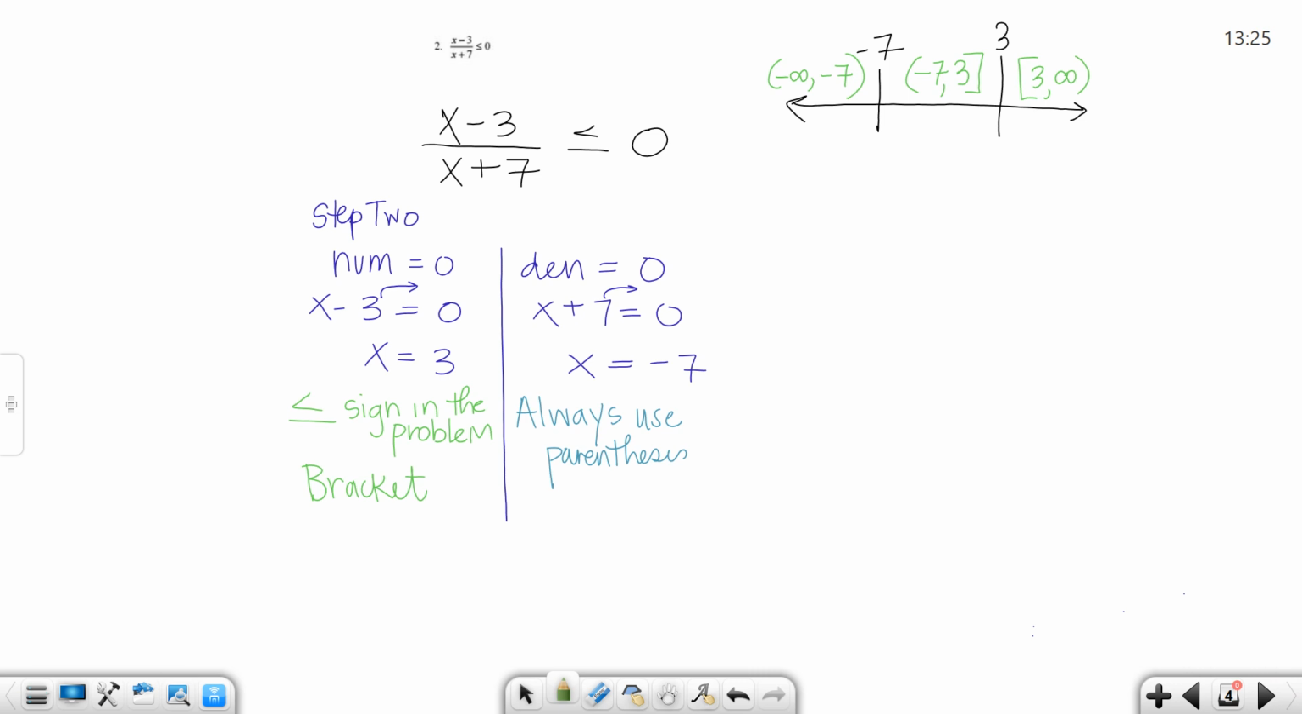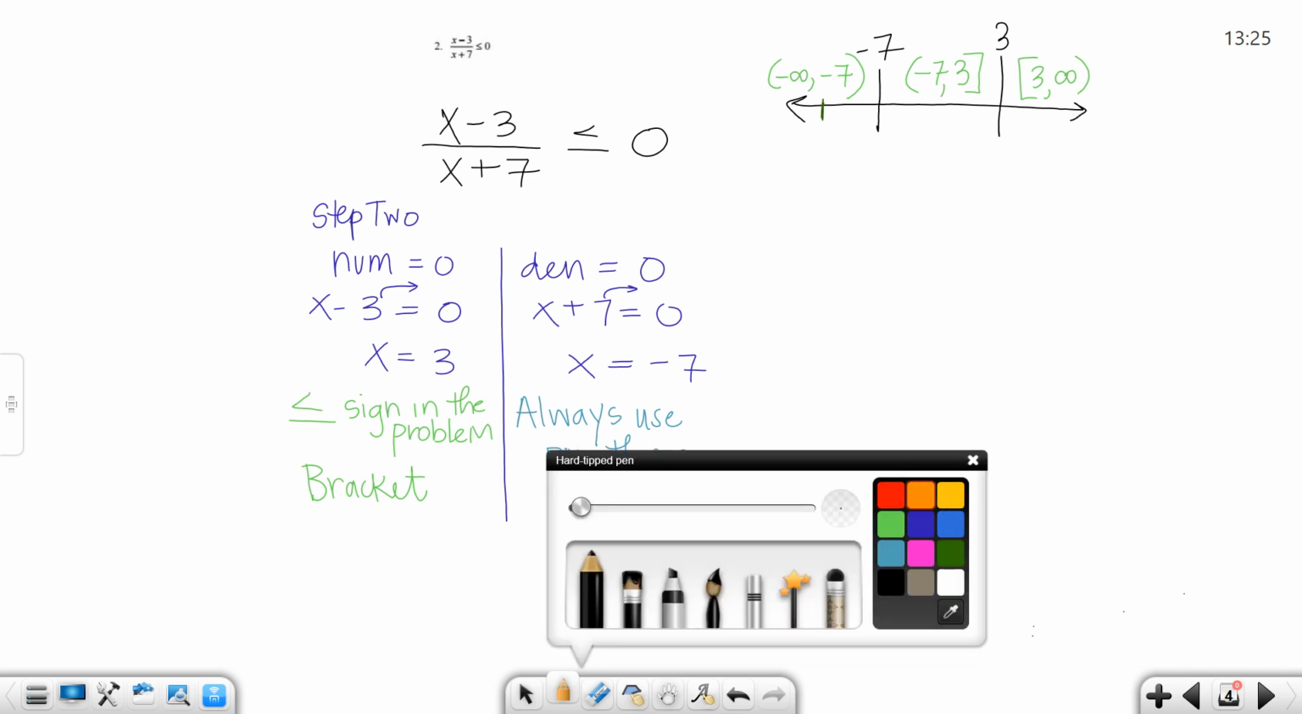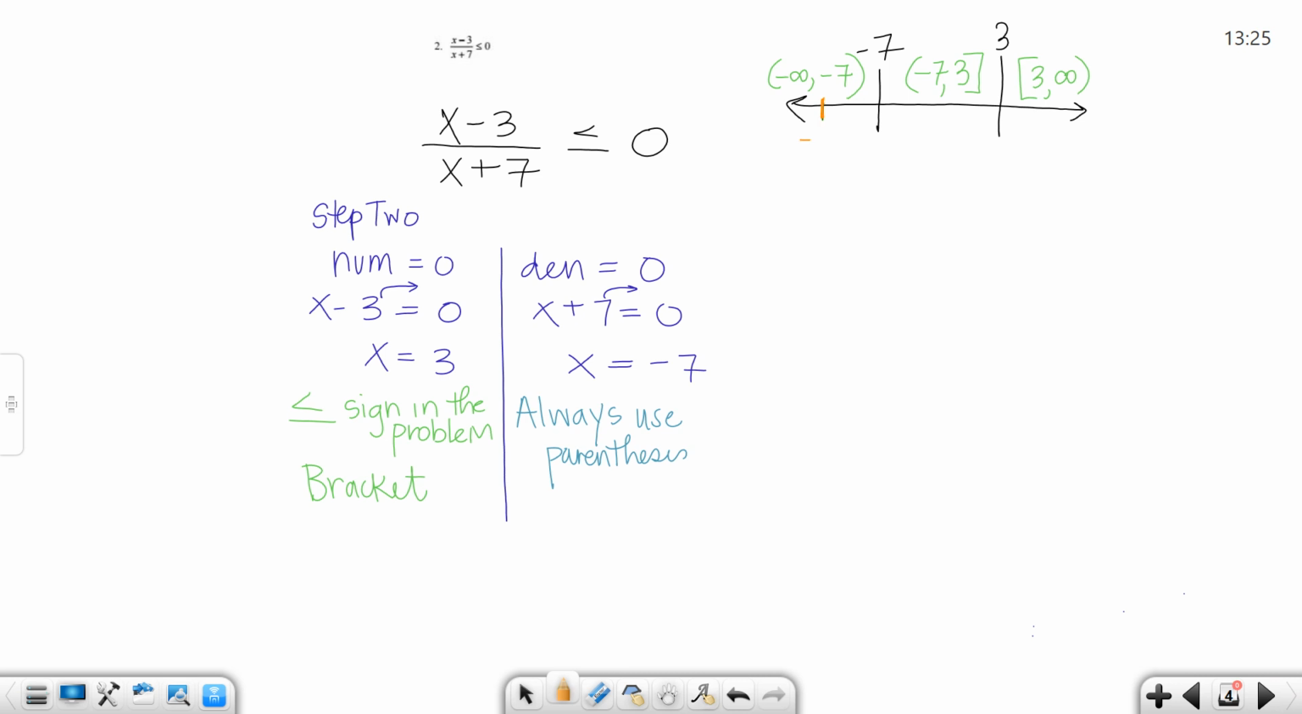Step 4 is to choose a test point from each interval. Be really careful with the negatives. Out here, I'm going to choose the number negative 8. Don't choose negative 6. Negative 6 would actually lie in the middle. So make sure that you're very careful. Negative 6 would actually lie right here, so don't pick negative 6.